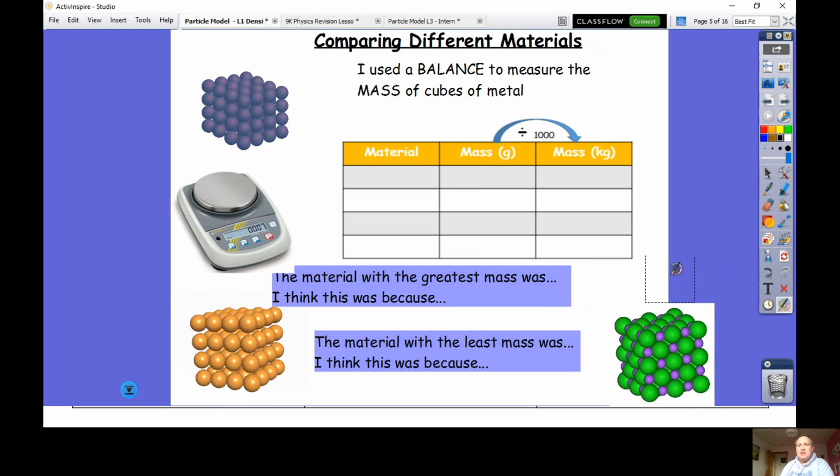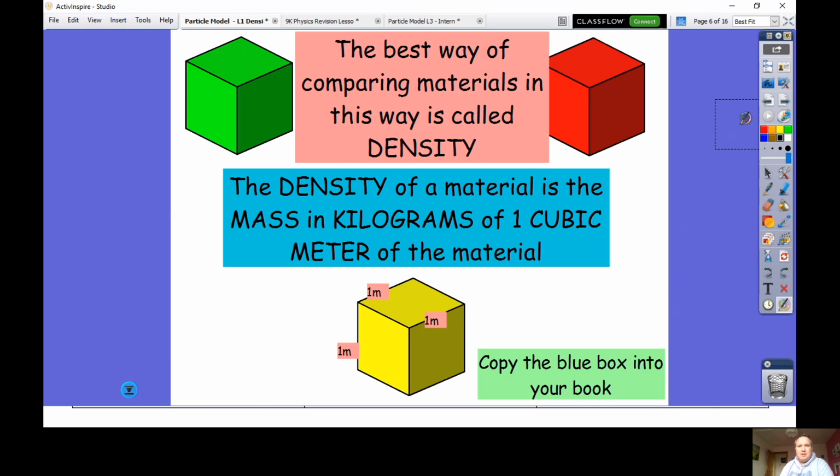The difference between these metals was their density. The density is the amount of mass a material has in 1 cubic meter. This is a fair way of comparing different materials. We think of cubes exactly the same size and think how many kilograms of mass they would have. The blue box is a very important definition. The density of a material is the mass in kilograms of 1 cubic meter of the material. Add that information to your exercise book now. You can press pause if you wish.